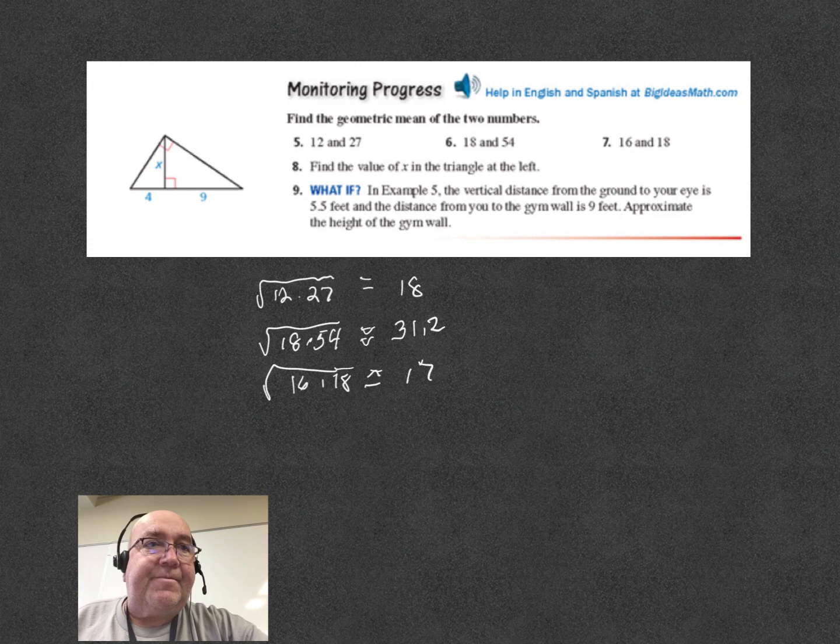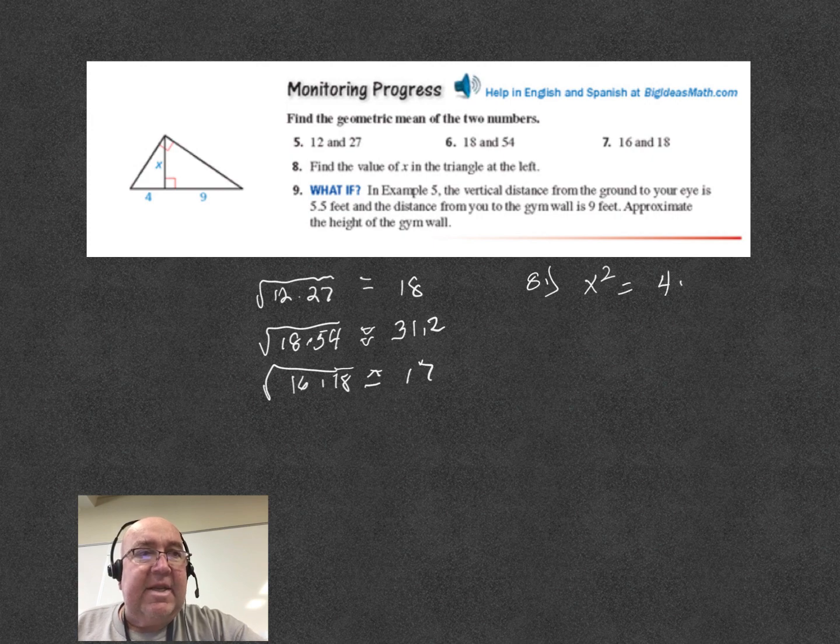Alright, find the value of x in the triangle on the left. So number 8 over here, we're going to go x squared is equal to 4 times 9. X squared is going to be equal to 36. Take the square root of both of those, and x is equal to 6.